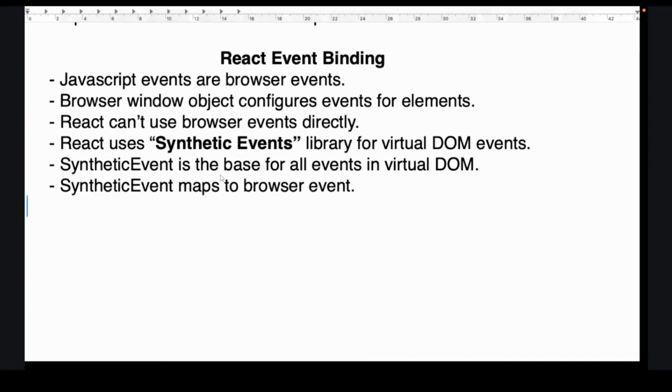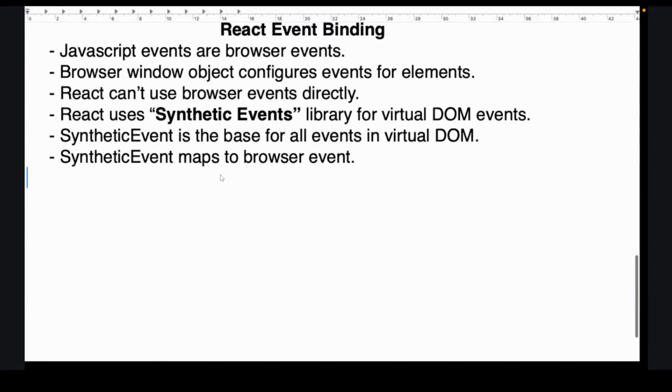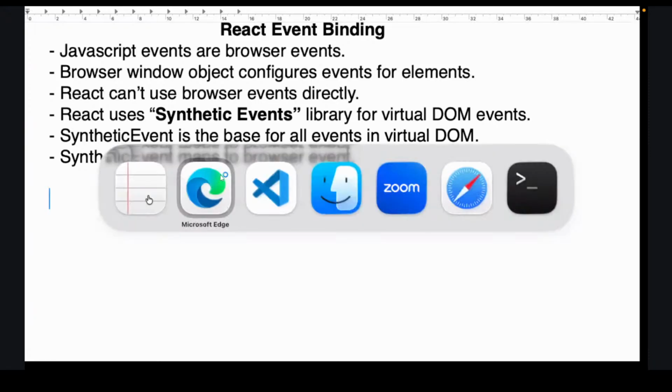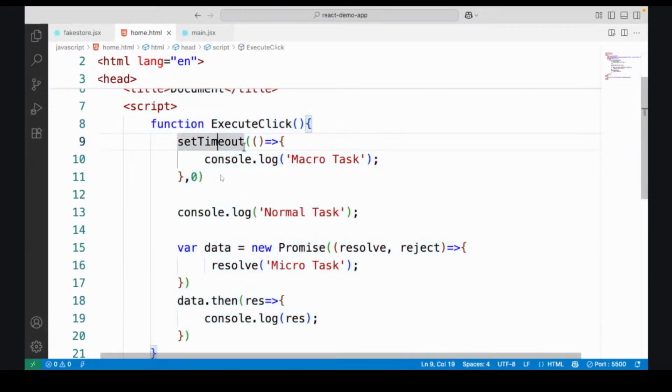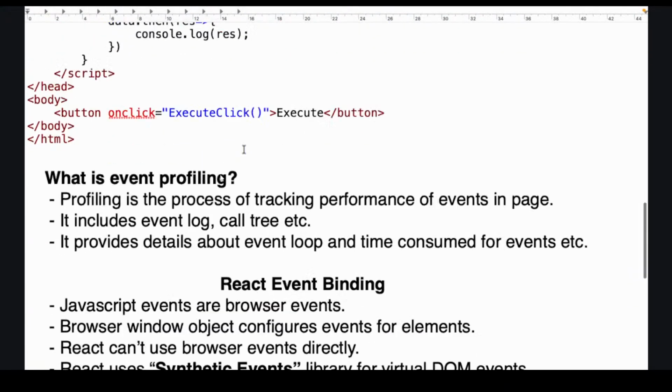Now, synthetic events are a little bit different from browser events. So how do we use them? What are the rules? Are there any changes in using these events? We'll see that, and how event binding actually works. Generally, an event should point towards a function. Here also it is the same. I will show you how it points towards a function. For example, let's see the concept with this example I posted.